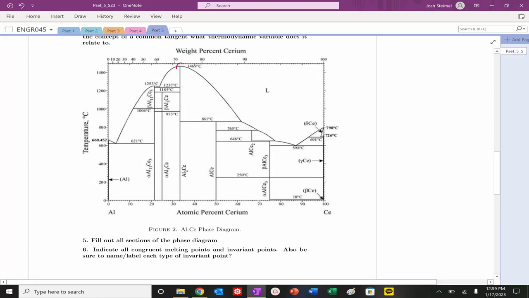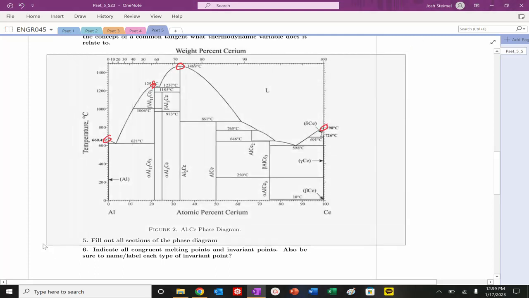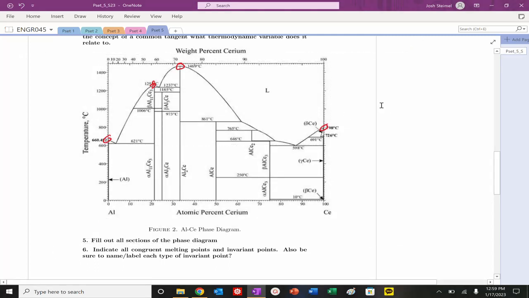Okay, congruent melting points. Here, in this region right there. Where else? Do we see any? Here and here. That's it. What about some invariant points? There are some really cool ones in this problem that I really like. So let's go ahead and do it.